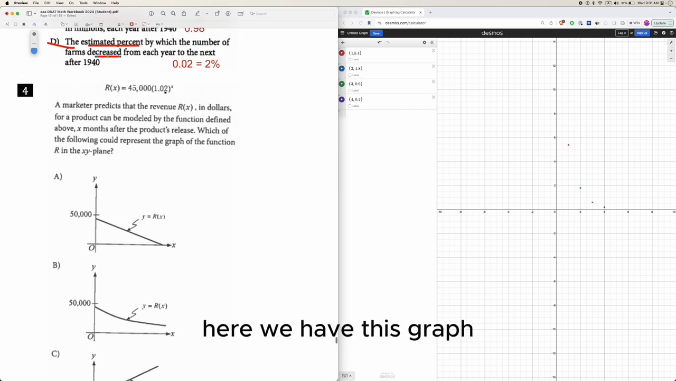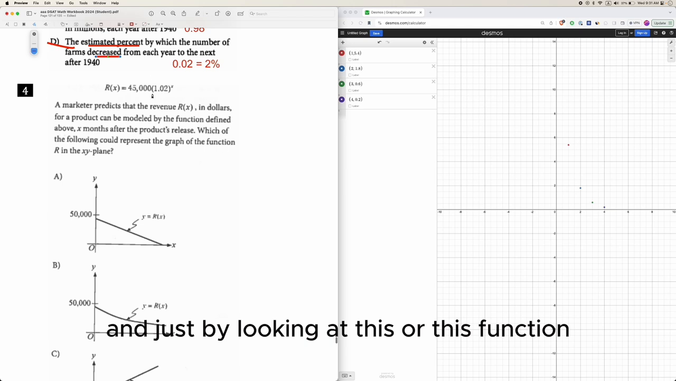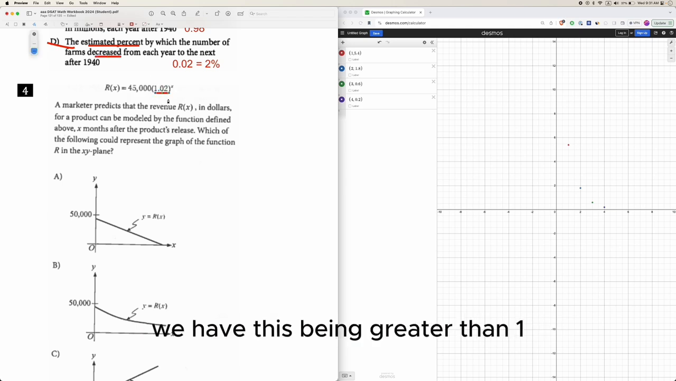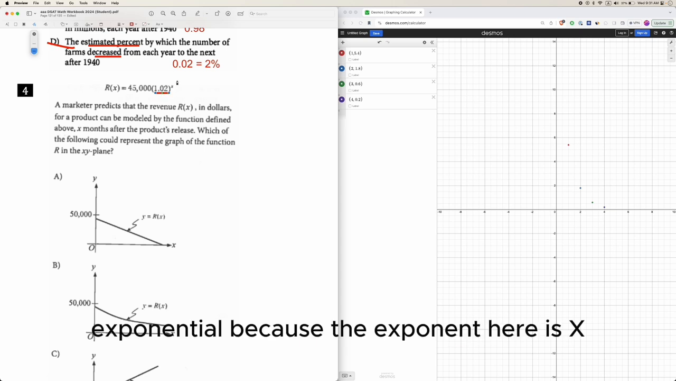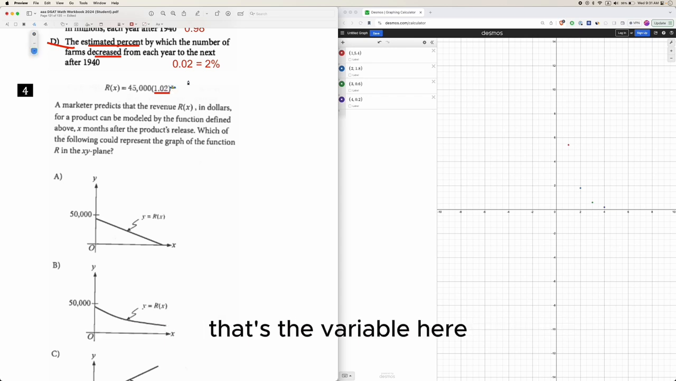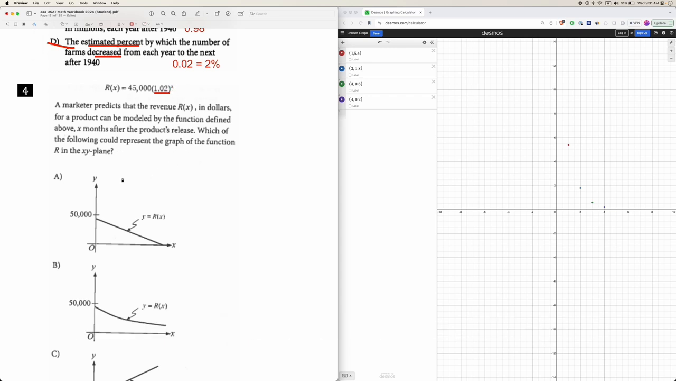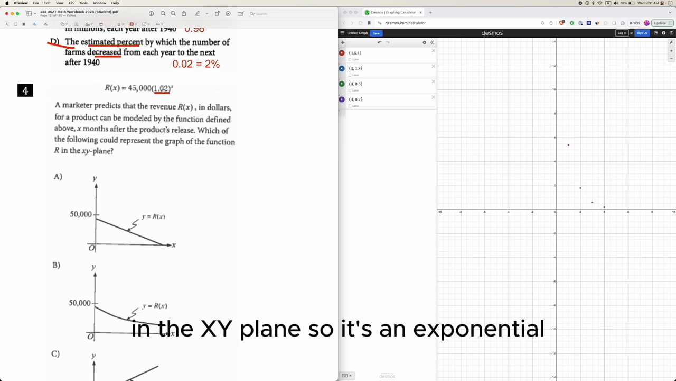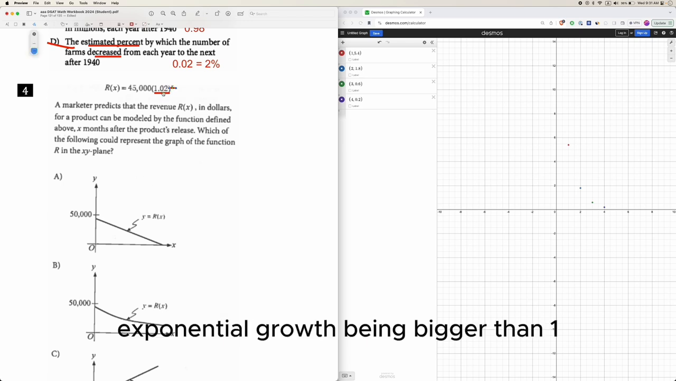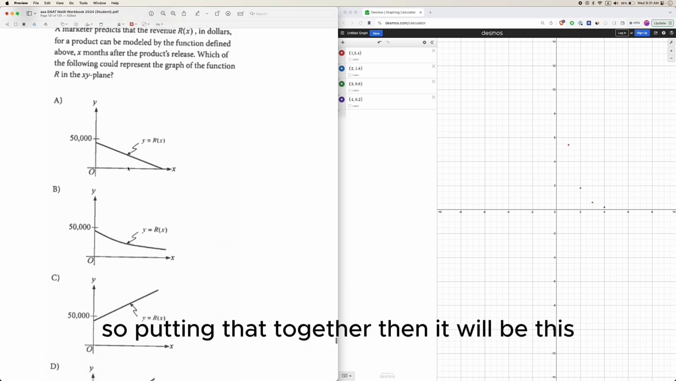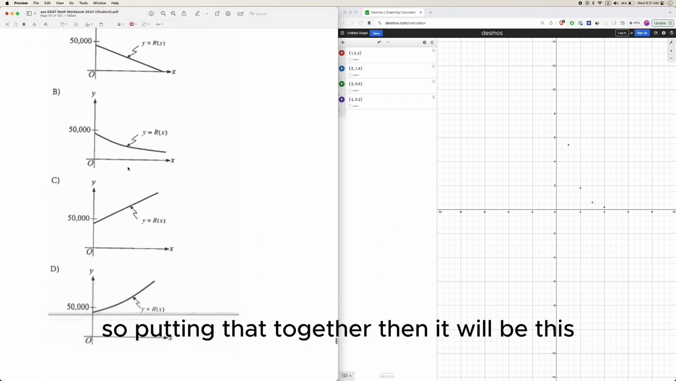Here we have this graph, and just by looking at this function, we have this base being greater than 1. That means it's exponential growth. Exponential because the exponent here is x, that's the variable here. And as for which of the following could represent the graph in the xy plane, it's an exponential growth with base bigger than 1. So putting that together, it will be this.